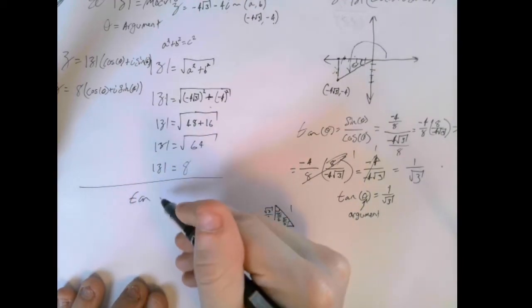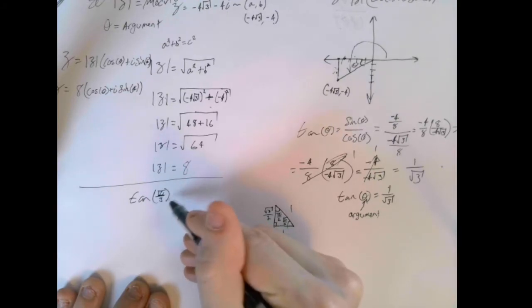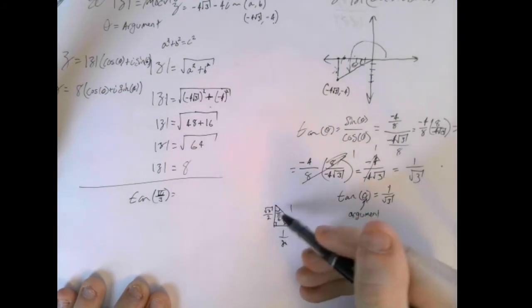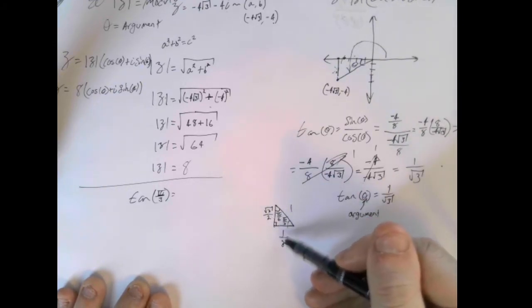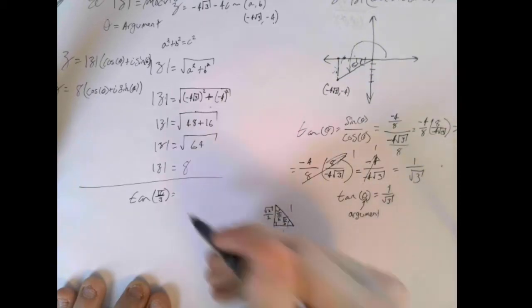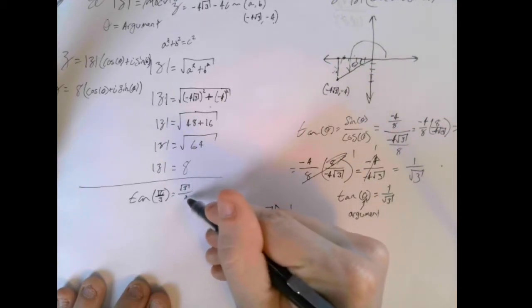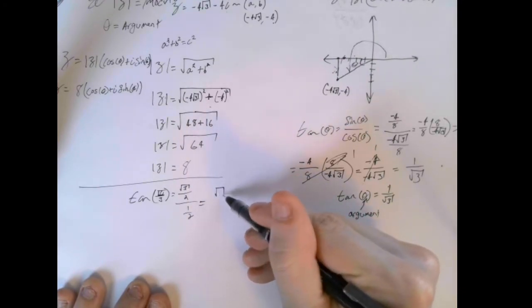So if we have tangent, let me draw a line here, tangent of pi over 3 will give us root 3 over 2 over 1/2, which will give us root 3 over 1, right? And that's, what is this? 1 over root 3. This is root 3 over 1, so clearly that's not what we want.